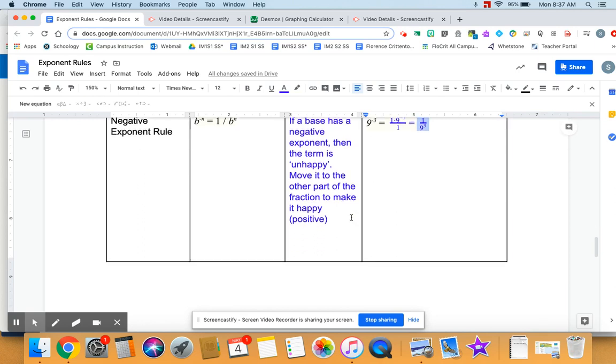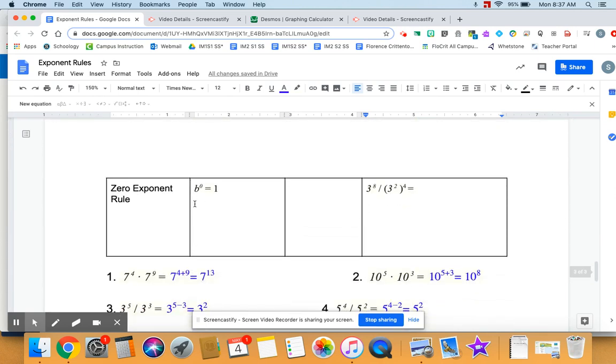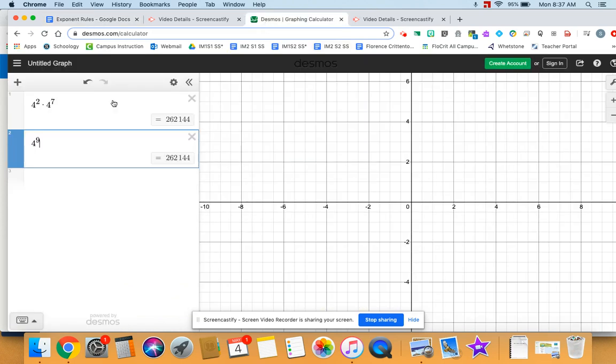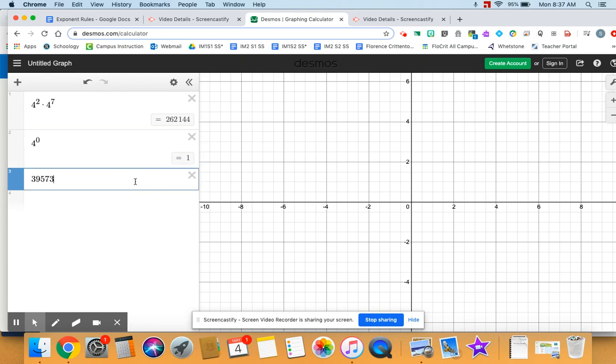And so we're going to practice this a lot in a second, but first I'm going to teach you quickly the 0 exponent rule. And basically all it's saying is that anything to the power of 0 is 1. If I go to Desmos, type in 4 to the power of 0, look, it says the answer is 1. If I type in any number I want to the power of 0, the answer is still 1.